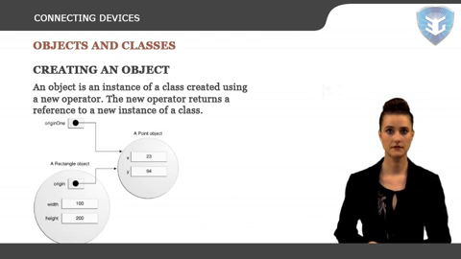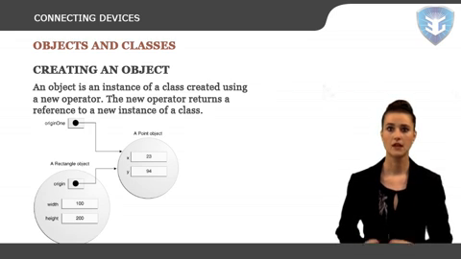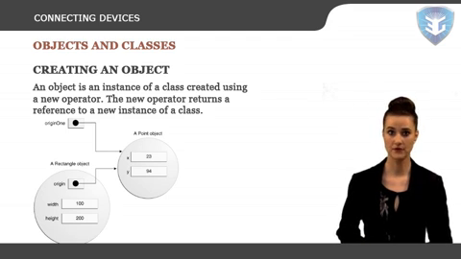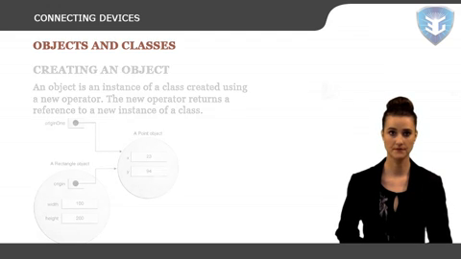Creating an object. An object is an instance of a class created using a new operator. The new operator returns a reference to a new instance of a class. This reference can be assigned to a reference variable of the class. The process of creating objects from a class is called instantiation. An object encapsulates state and behavior. An object reference provides a handle to an object that is created and stored in memory. In Java, objects can only be manipulated via references, which can be stored in variables.